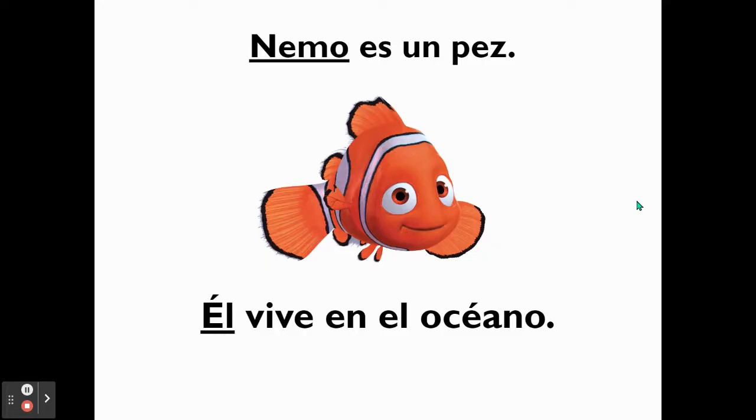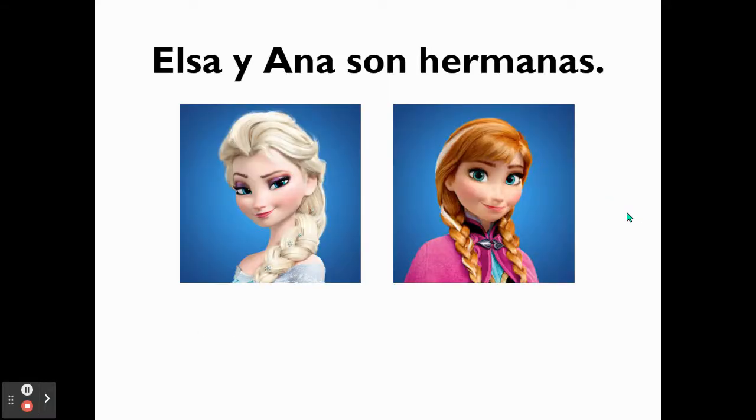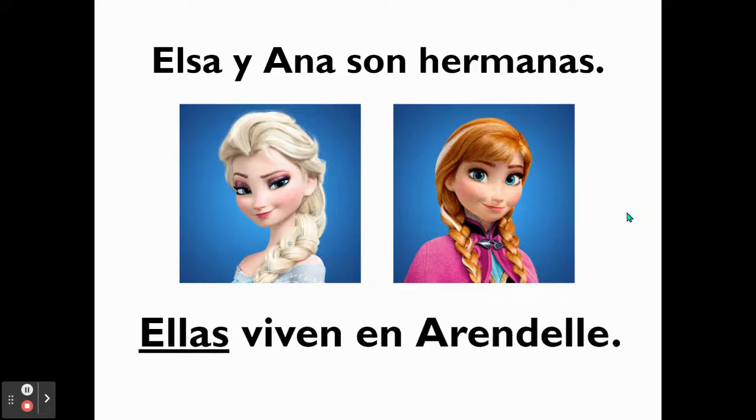All right, Nemo es un pez. Y él vive en el océano. So Nemo is a fish. Instead of saying Nemo again, you would say he lives in the ocean. Okay, Elsa y Ana son hermanas. So Elsa and Anna are sisters. Ellas viven en Arundel. They live in Arundel. So you could replace two people's names with ellas if they're girls. If it was boys, it would be ellos.